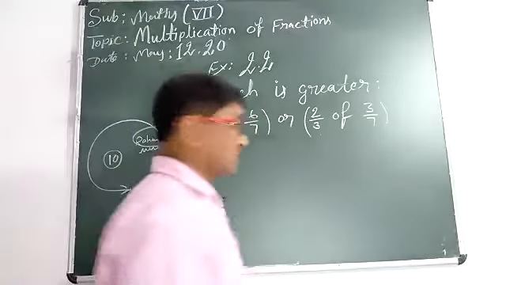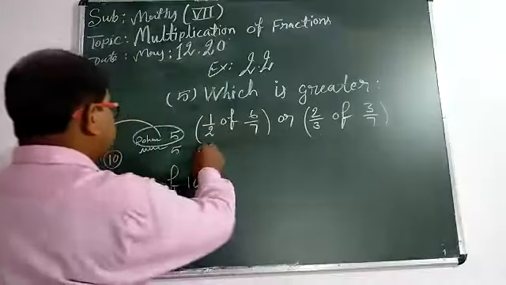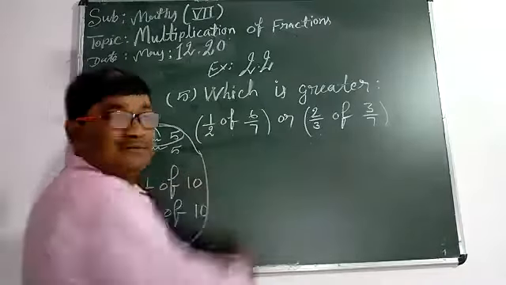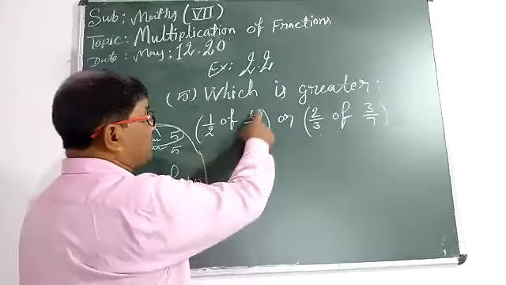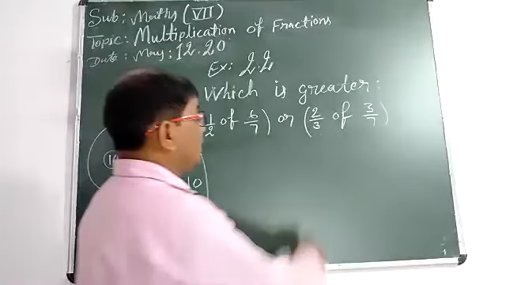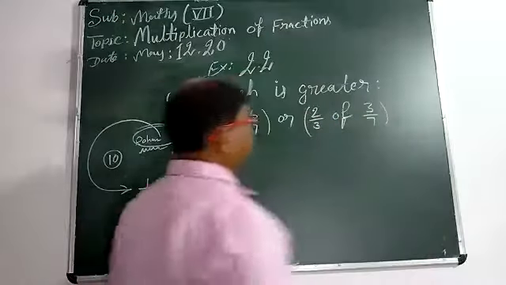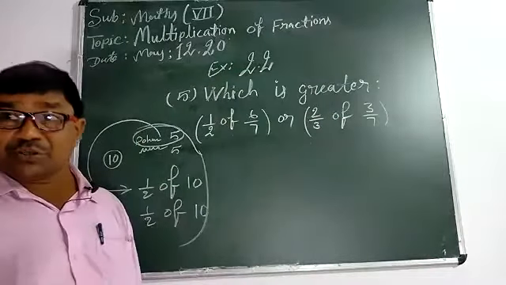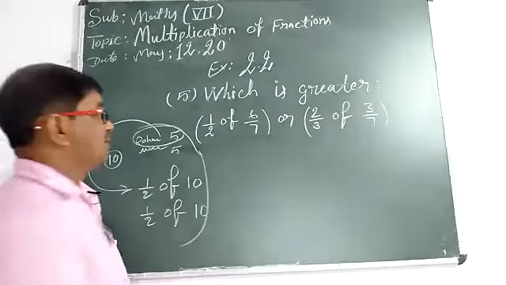Understood? Very good. Now, which one is greater? 1 upon 2 of 6 upon 7 or 2 upon 3 of 3 upon 7? We should simplify first. How?